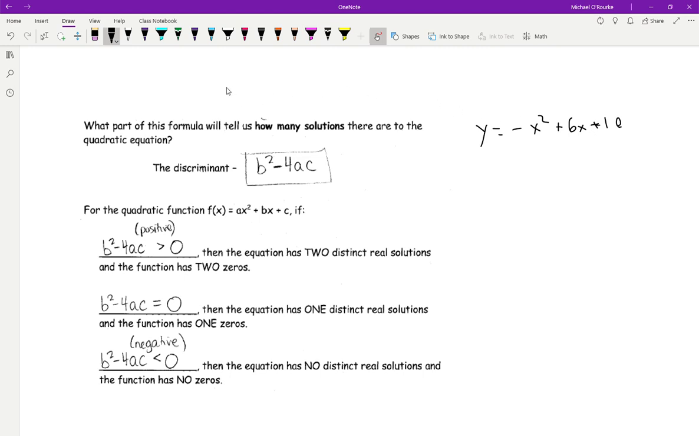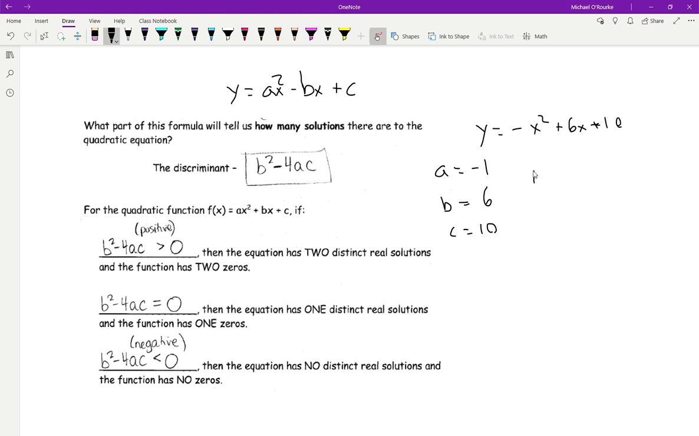Now if you remember, does this make sense to everyone? Does everyone remember seeing this? Yes or no? Alright, Colin does, Tanner does. Good. So this here, the B, A, and C come from this. In this case, A equals negative 1, B equals 6, C equals 10. Okay? And we just plug these numbers in.